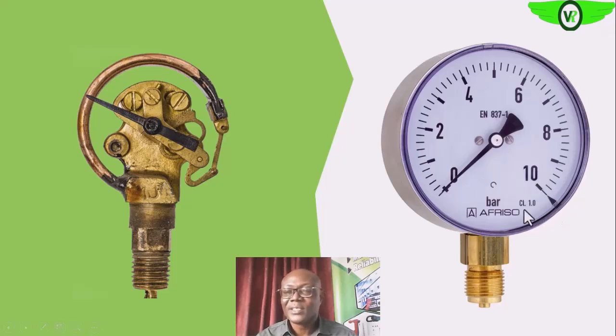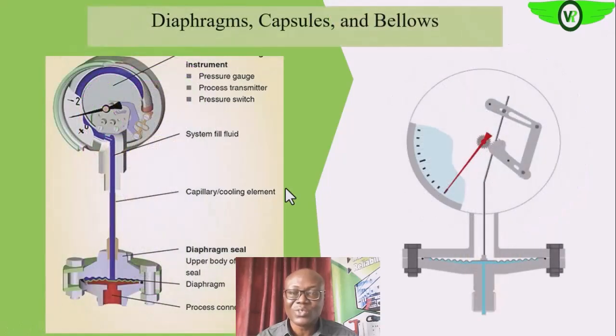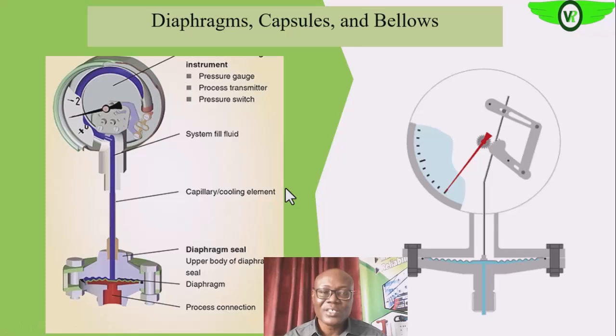So as the pressure is increasing, the Bourdon tube is stretched. This will now be moved to register the pressure that we have on the process. So it's a very simple but reliable pressure sensor that we often use in our process. The other ones that we are going to be looking at are the diaphragms, the capsules, and the bellows.